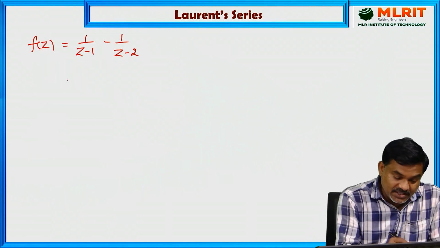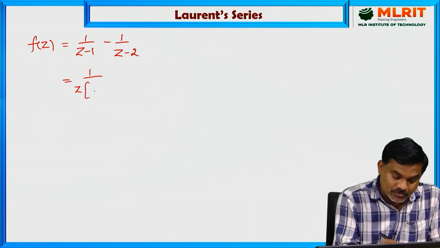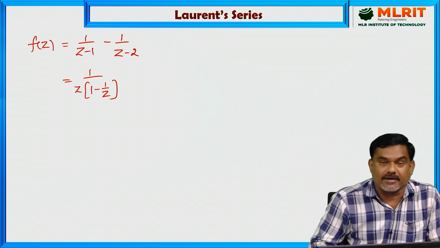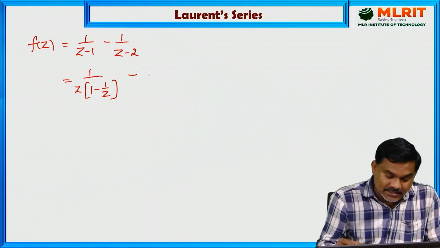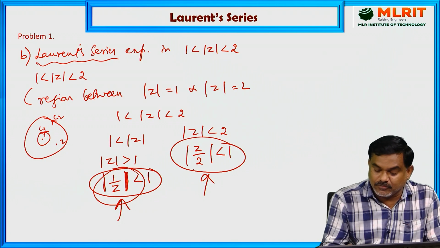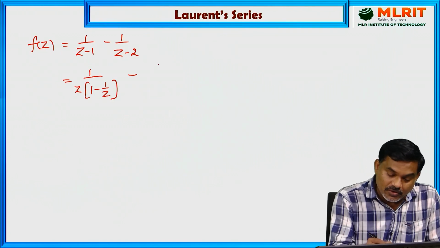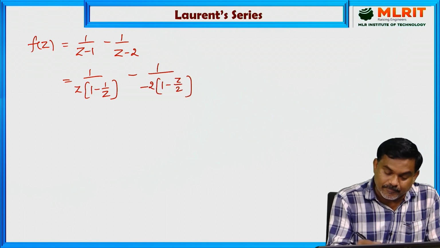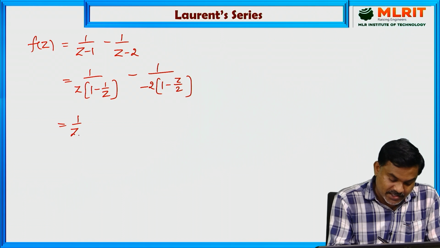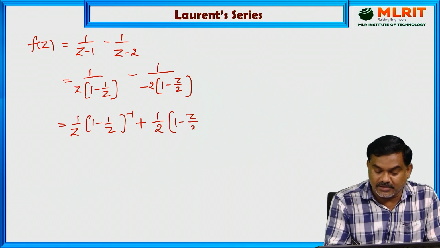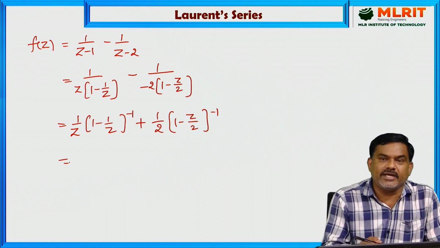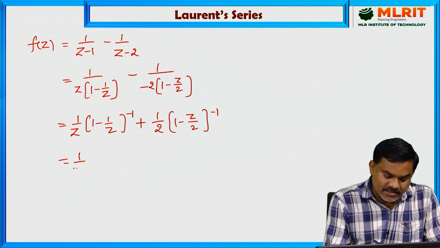So, here I will take this z common so that I can get that 1 by z here, 1 minus 1 by z, minus, in the second expansion we must have z by 2. So, here I will take this minus 2 common, then 1 minus z by 2. So, this becomes 1 by z into 1 minus 1 by z power minus 1, plus 1 by 2 into 1 minus z by 2 power minus 1. Now, we can expand these two using the standard expansions.